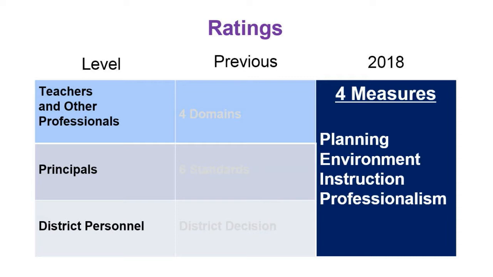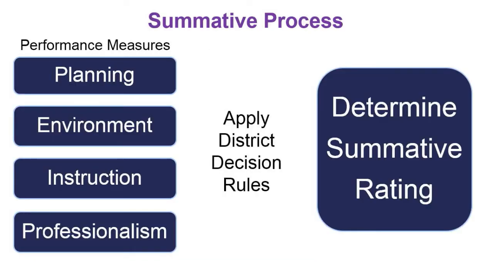So now we're looking at the summative process. When a district has the flexibility to determine the summative process, the regulation states that the evaluator must use the sources of evidence in combination with professional judgment to inform the rating for each of the 4 performance measures. So once the ratings for the measures have been determined, the evaluator then applies the district decision rules and then uses that to determine the summative rating.